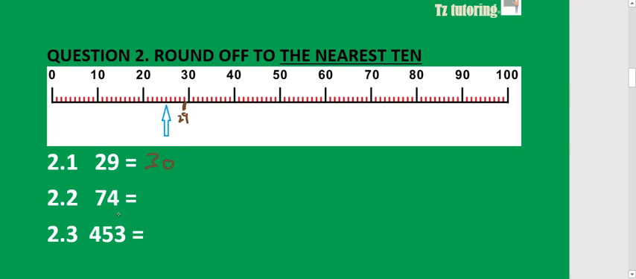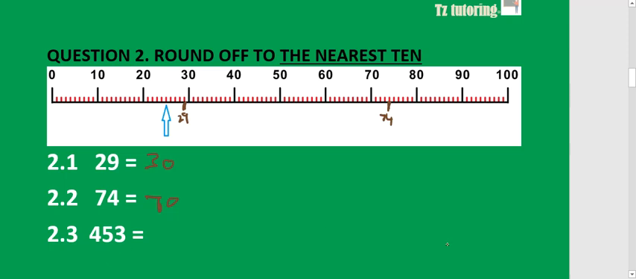And what about 74? 74 is between 70 and 80. So that's 71, 72, so 74 would be somewhere there. 74 is obviously closer to 70 than 80. So you round it off to 70.